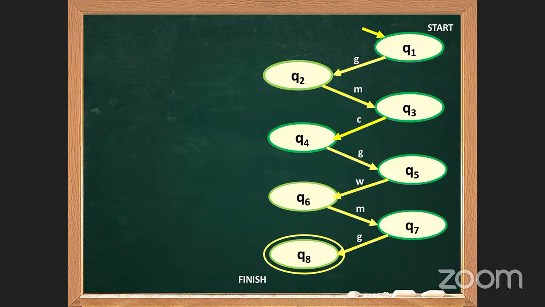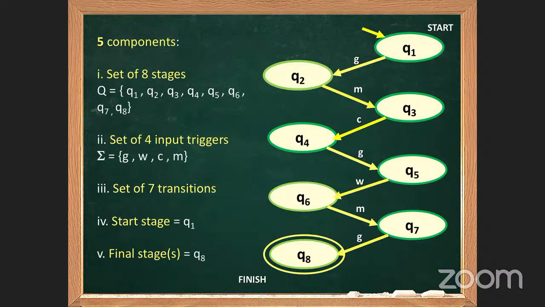Instead of calling this A, M, W, G, C, I'm just giving Q1, Q2, Q3 up to Q8. And I want to call these 8 stages as a set of states. And you find there are 8 stages. And there are 4 types of transporting: goat or cabbage or wolf or man alone. I'm using these 4 simple symbols. Mind you, I'm using the word symbol here. So I can call them input triggers. These symbols will make you move from one state to the other state.